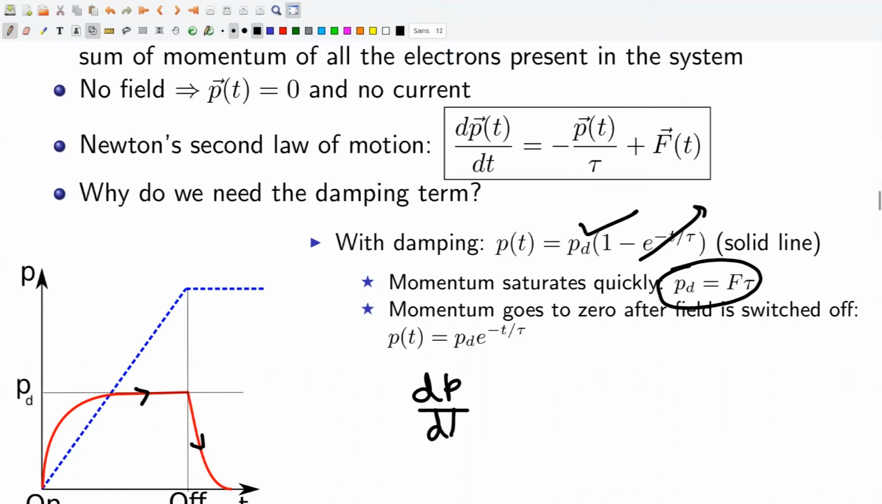So let's see how that happens. dp/dt equals minus p by tau after I switch off the field. And then you can solve this. P(t) equals p_d e to the power minus t by tau. And as time increases, the current becomes 0 exponentially.